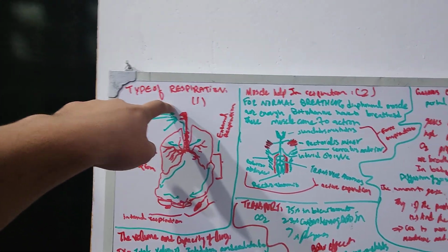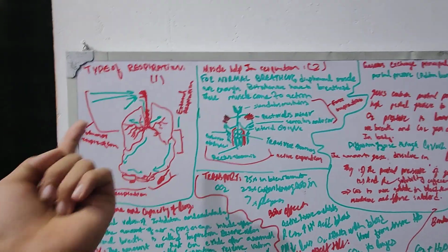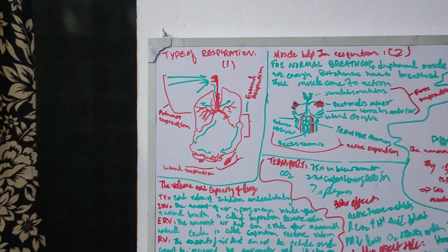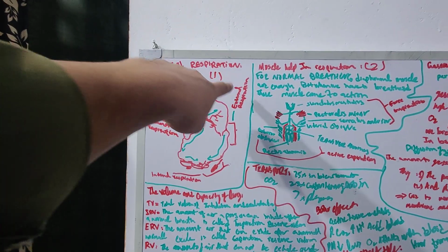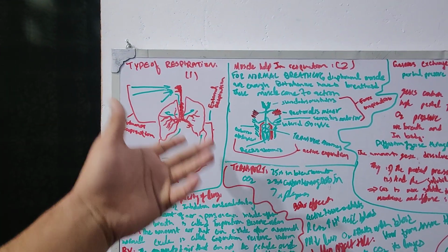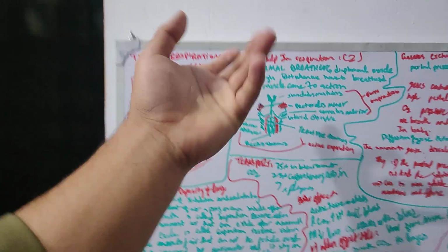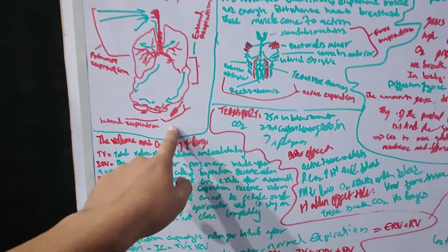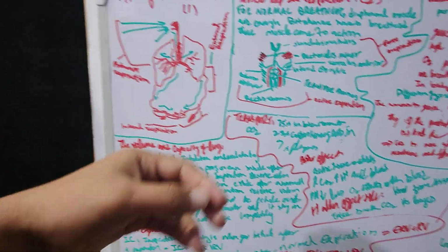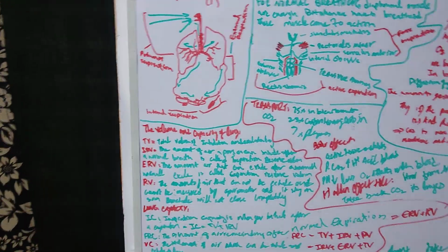When air comes in, the gas exchange between the lung and the atmosphere is called pulmonary respiration. The gas exchange between the blood vessels and the lung is called external respiration. The gas exchange between the cells and the capillaries and blood is called internal respiration.